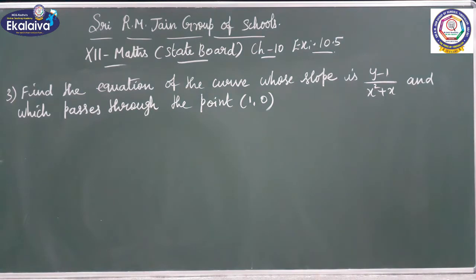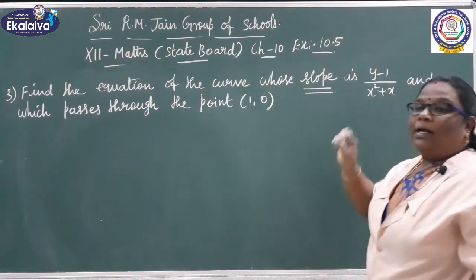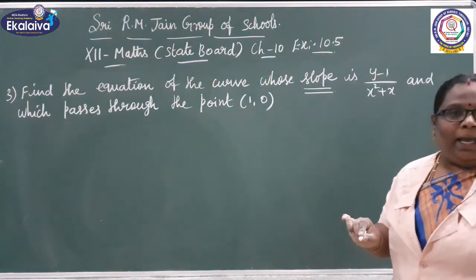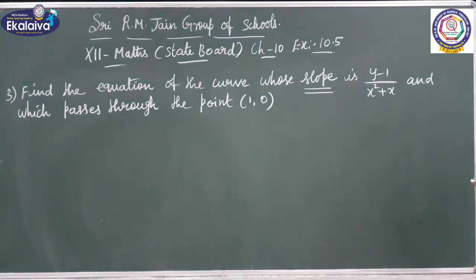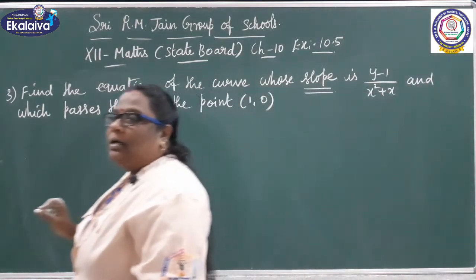This is 12th standard maths state board, chapter 10 differential equation, exercise 10.5, third sum. Find the equation of the curve whose slope, what is the meaning of that slope? Slope is nothing but dy by dx, or m, is (y minus 1) by (x square plus x), and which passes through the point (1, 0).